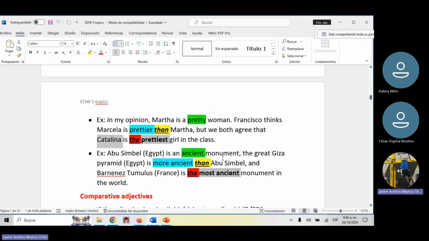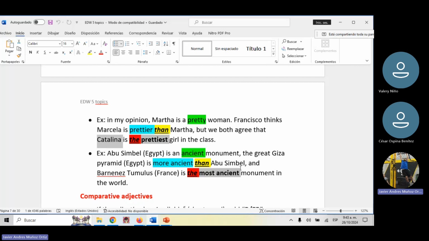Now we are going to compare this place with the pyramids of Egypt. There are more than three pyramids, right? But let's suppose the most important one. So the Great Giza Pyramid is more ancient than Abu Simbel. Both of them are old, but one of these was created before, and the Great Pyramid of Giza is older, or more ancient, even better, than Abu Simbel. So we are comparing the age between these two structures created by humans.